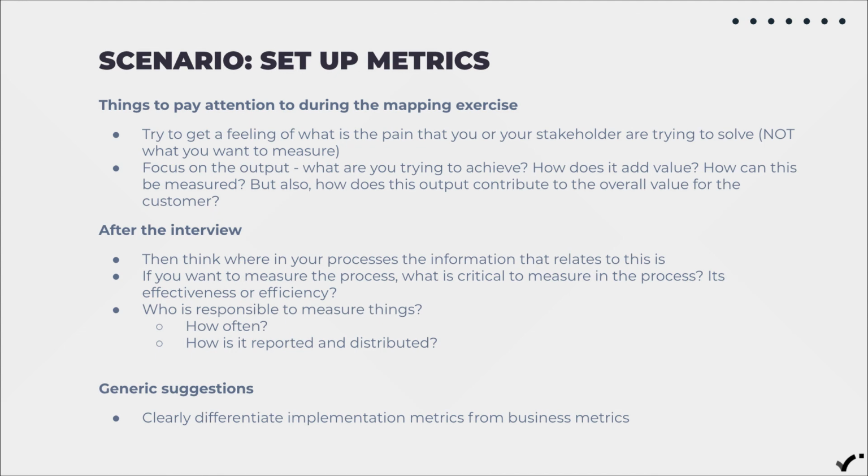Setting up metrics: if you're mapping processes because you want to control them, it's important that you try to get a feeling of what is the pain that you or your stakeholders are trying to solve. Don't start from what you want to measure, but start from what is your output. Focus on the output. What is your process doing? Why is it important that you're measuring this? If you start from this, you may sometimes realize that you want to measure the wrong thing to start with, and maybe you have some biases in this. It's nothing wrong. It's actually quite a new eureka moment. But again, my strong suggestion is focusing on the output.